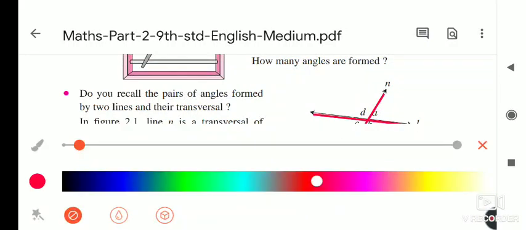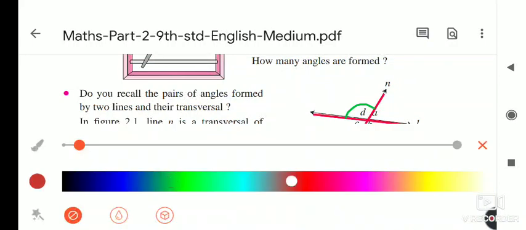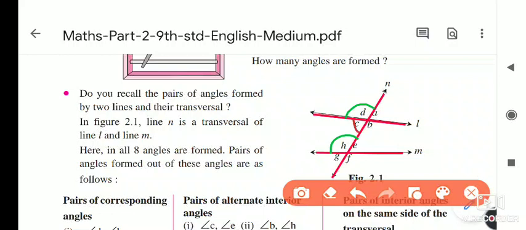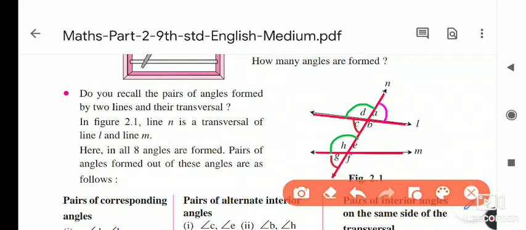The corresponding angles. Angle D's corresponding angle is angle H. Then angle C's corresponding angle is angle G. Then angle A's corresponding angle is angle E. And at last, angle B's corresponding angle is angle F.